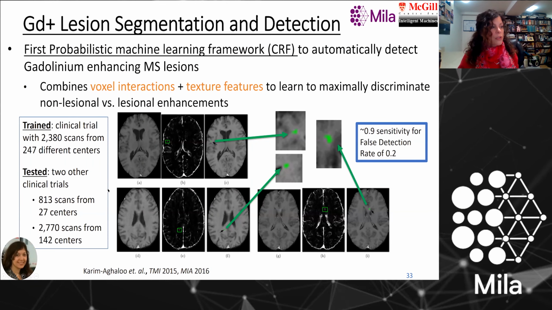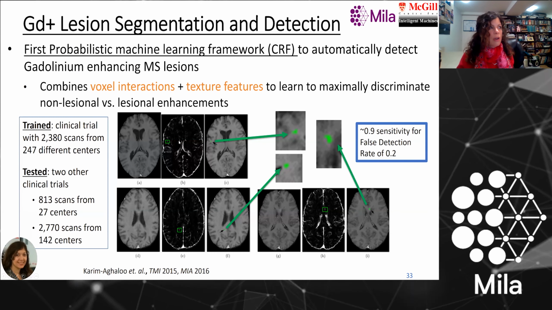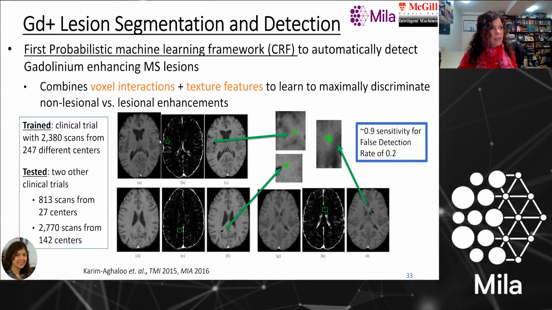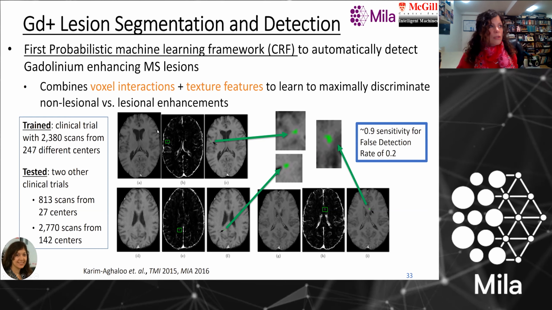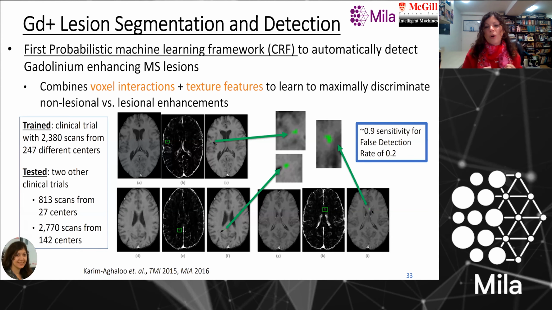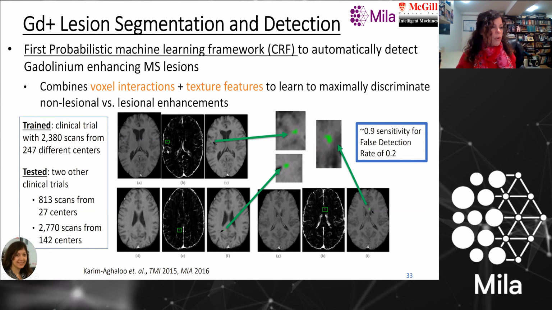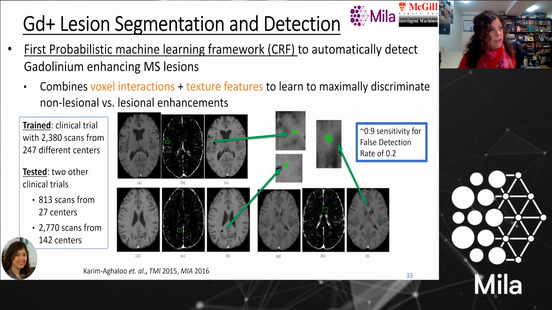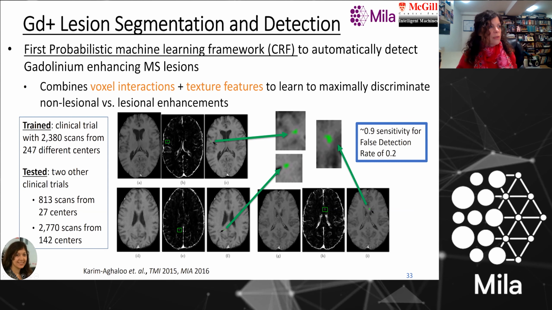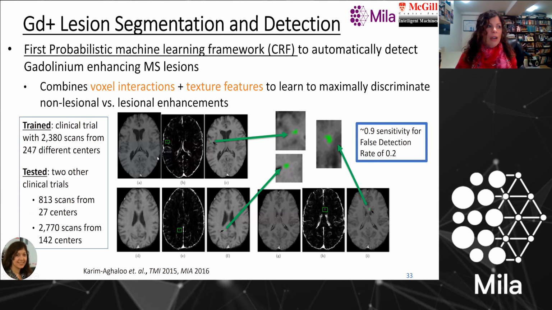And then we also built the first probabilistic machine learning framework. This is also a graphical model, a conditional random field, to automatically detect gadolinium-enhanced MS lesions, that very challenging task, which Dr. Arnold referred to. The method also combines both voxel level and higher level information to maximally pull apart non-lesional versus lesional enhancements. So these are just some qualitative results, where we trained on a fairly big clinical trial with over 2,000 scans from over 200 different centers, and we tested it on two other big clinical trials. Just want to show you the kind of task that's involved.